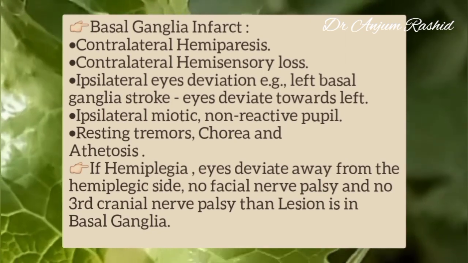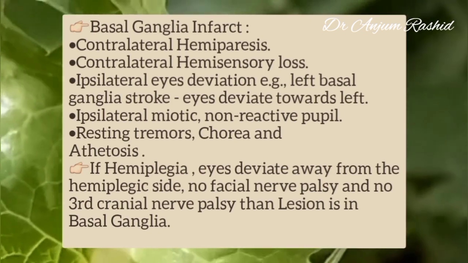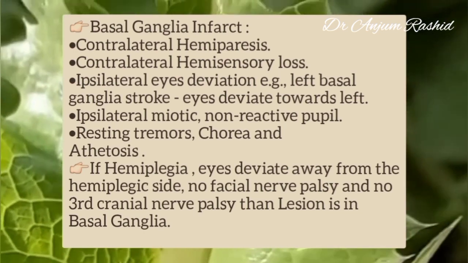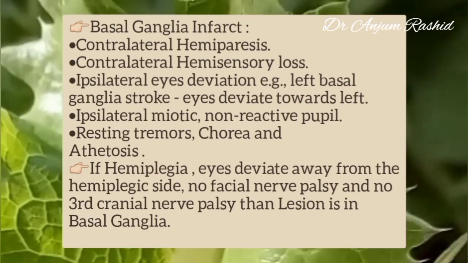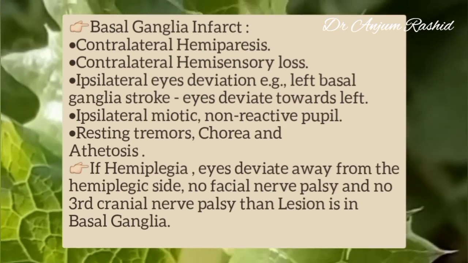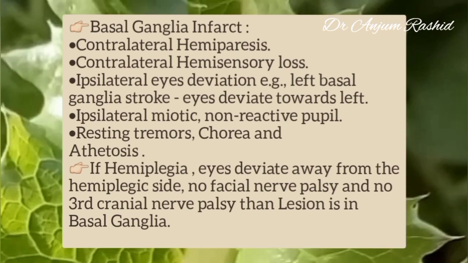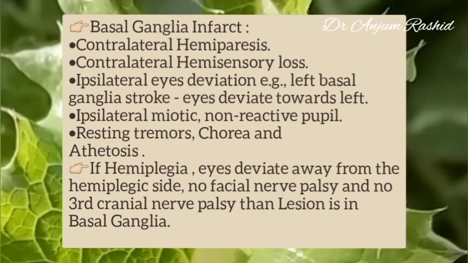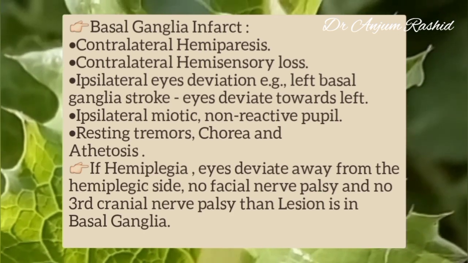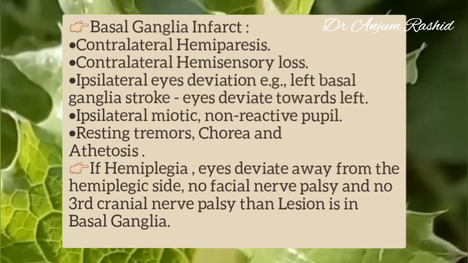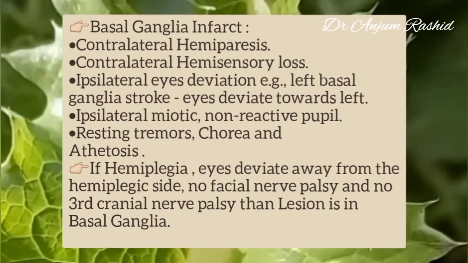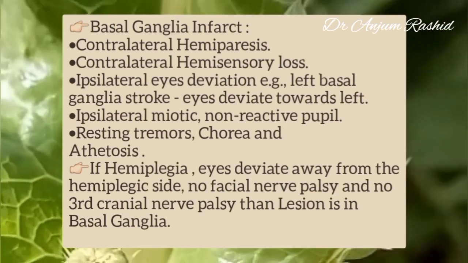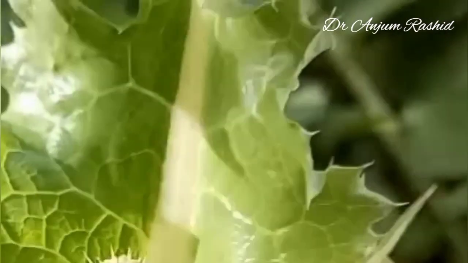Now in the case of basal ganglia infarct, there is contralateral hemiparesis, contralateral hemisensory loss, ipsilateral eyes deviation. For example, in left basal ganglia stroke, eyes deviate towards the left. There may be ipsilateral miotic non-reactive pupil and there may be resting tremors, chorea or athetosis. So if hemiplegia, eyes deviate away from the hemiplegic site, there is no facial nerve palsy and no third cranial nerve palsy, then lesion is in basal ganglia.